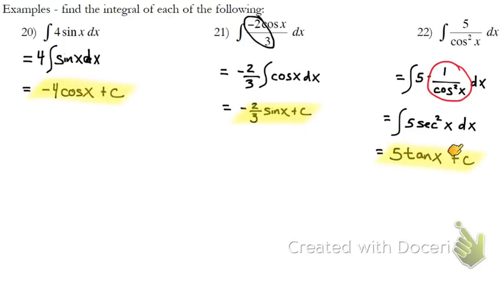And again, taking the derivative of this hopefully would signal in your head that the derivative would be 5 times secant squared, and that this is just another way of writing 5 times secant squared. All right, let's move on.